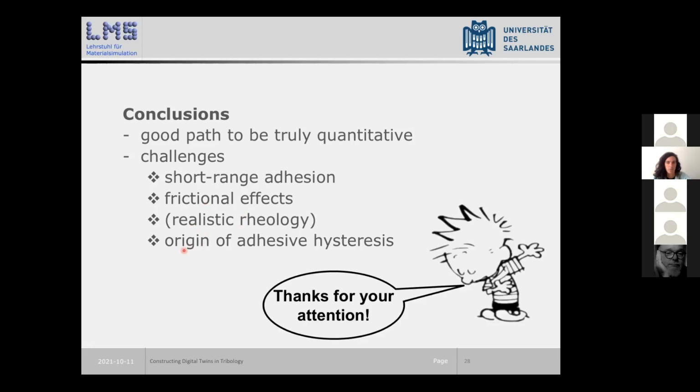multi-stability in contacts. And with that, I would like to thank you for your attention.